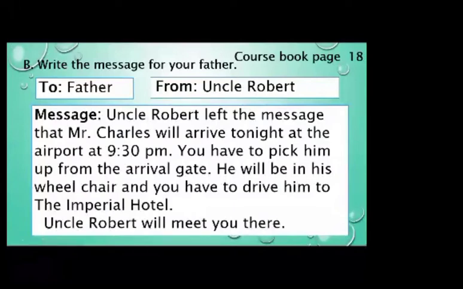Uncle Robert left the message that Mr. Charles will arrive tonight at the airport at 9:30 p.m. You have to pick him up from the arrival gate. He will be in his wheelchair. You have to drive him to the Imperial Hotel. Uncle Robert will meet you there.